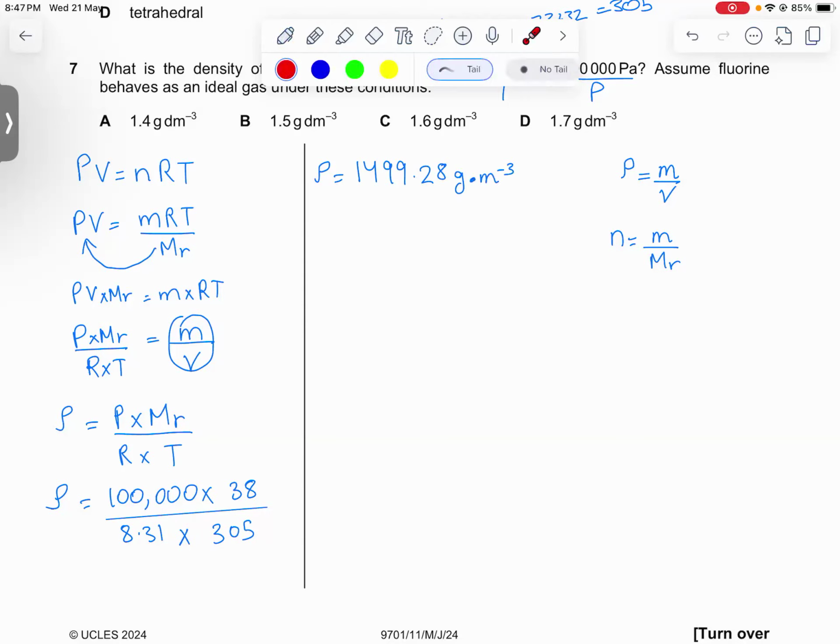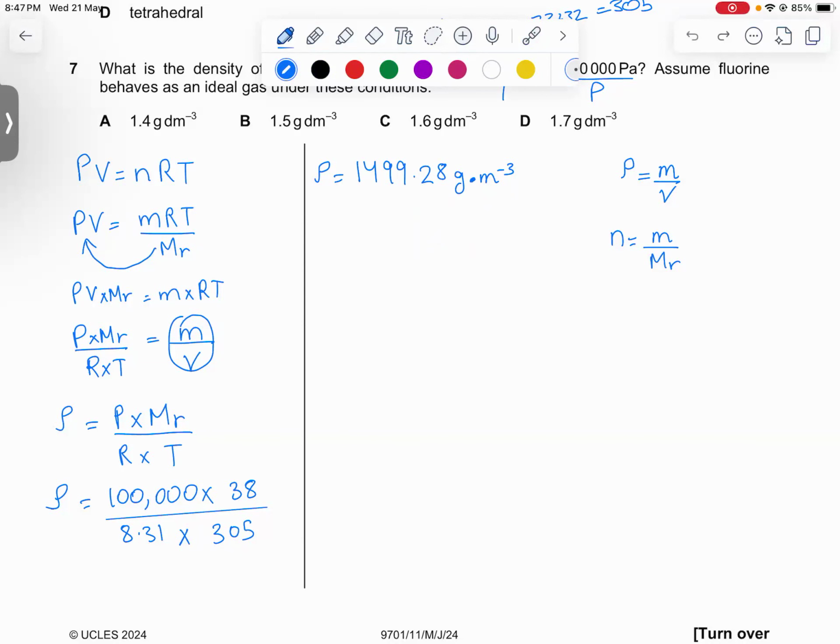All right. Why gram per meter cube? Gram per meter cube because in this general gas equation or ideal gas equation, volume is in meter cube. Volume is in meter cube, right? So the density we've gotten is in gram per meter cube. If we want to change meter cube into decimeter cube, we always, one second.